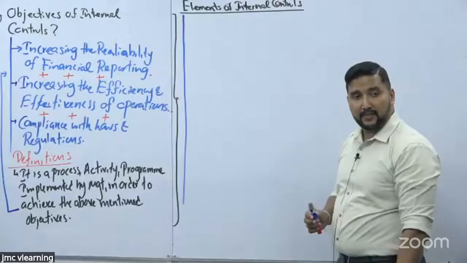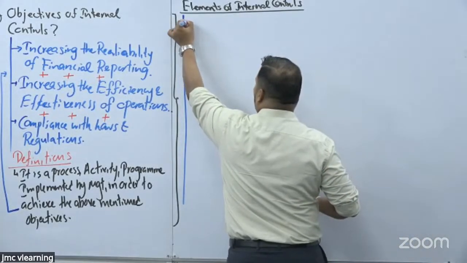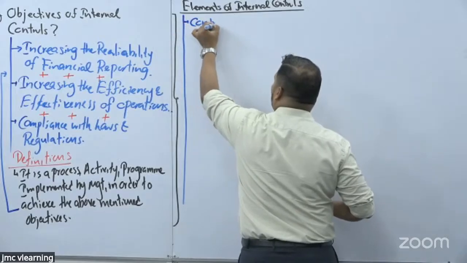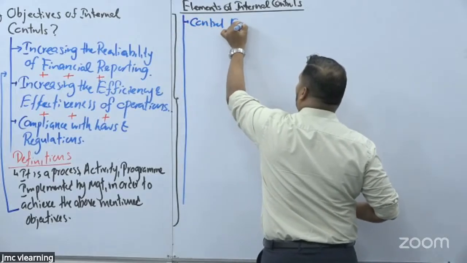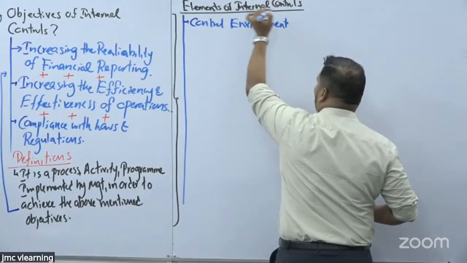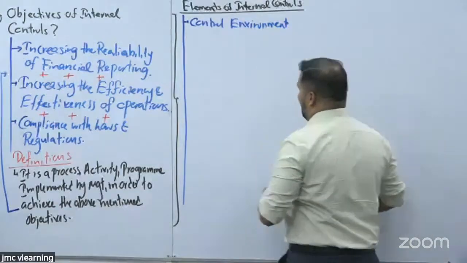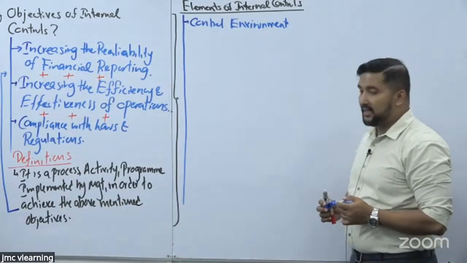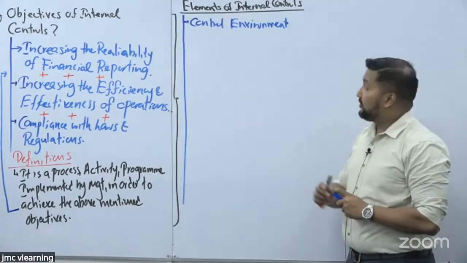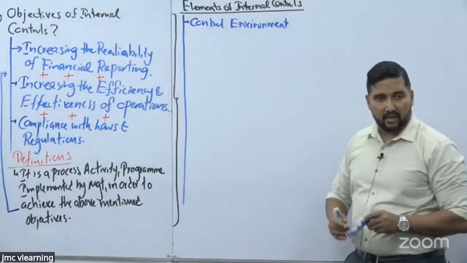Clear? Okay, what is the first element? The first element is defined as control environment. In Sinhala we call it the control environment. For a business organization to have better internal control, the first thing you need to have is a better control environment.